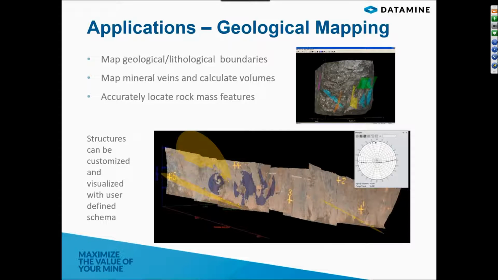Now, what can it be used for? We can use it for mapping geological boundaries, lithological boundaries, mineral veins, rock mass features. We can do structures. We can define what we call schemas, so basically defining the different classification of structures. So you can look at joints versus faults, or joints at 1 versus joints at 2, those kinds of things.